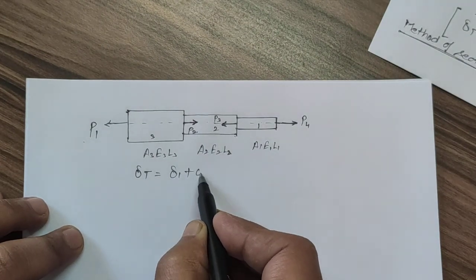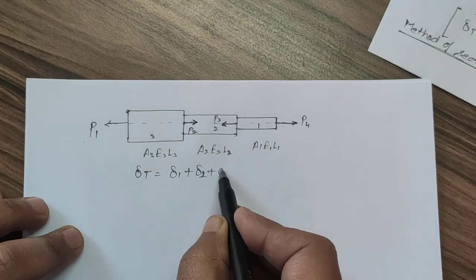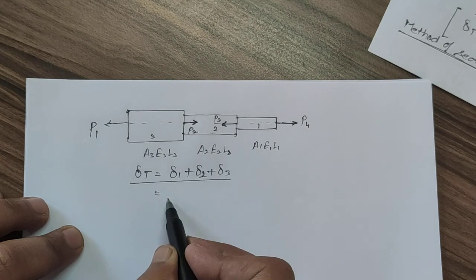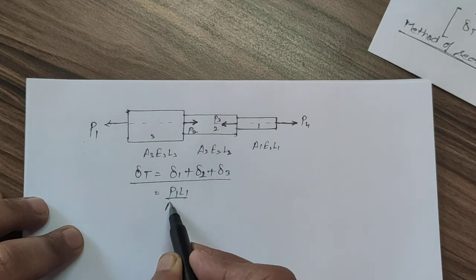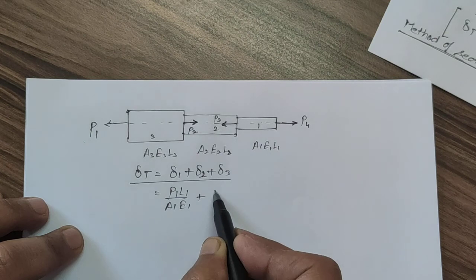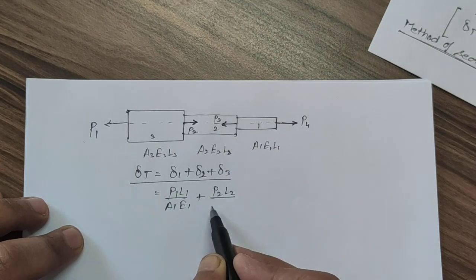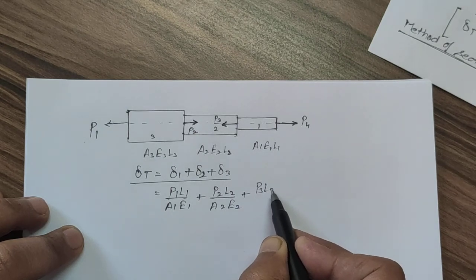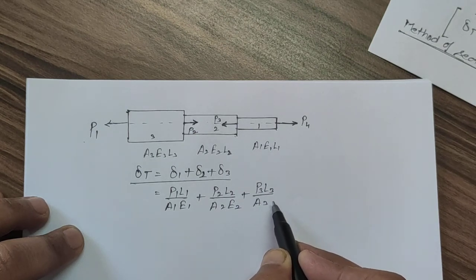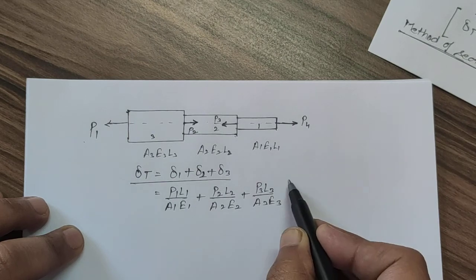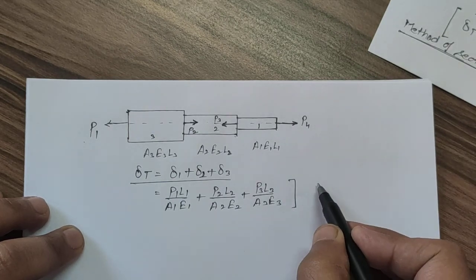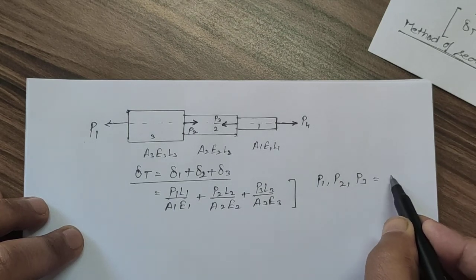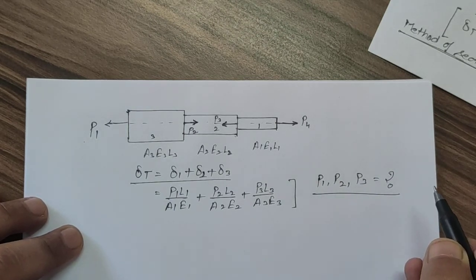Total elongation is equal to elongation in 1 plus elongation in 2 plus elongation in 3. The ultimate objective is to calculate P1 L1 divided by A1 E1, plus P2 L2 divided by A2 E2, plus P3 L3 divided by A3 E3. All the quantities are given. We have to calculate P1, P2 and P3.